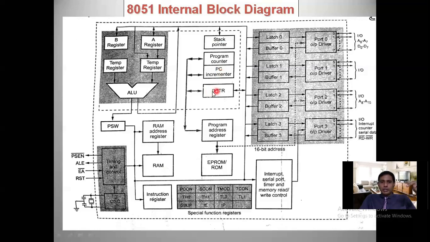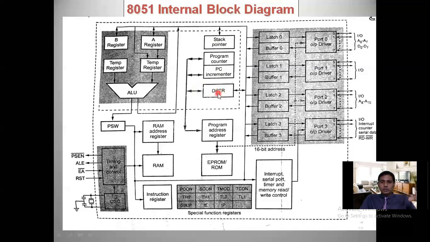Then DPTR is a data pointer register. It is also a 16-bit register, and this register can be divided into two parts, DPL and DPH, nothing but data pointer lower and data pointer higher. Like that, it is divided into two 8-bit registers also if required. If you use DPTR completely, then it is used for 16-bit.